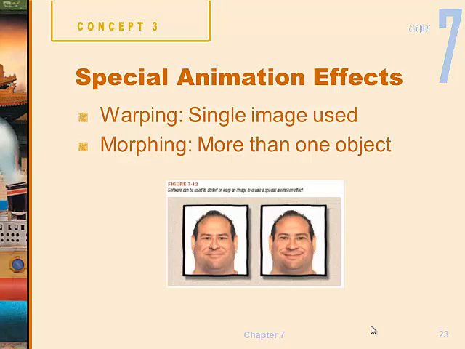Warping is similar to morphing. However, instead of using two different images, as is done with morphing, when an image is warped, a single image is used. It allows you to distort the image from the original. And morphing actually takes a first image and morphs it through some frames into a second image and makes them kind of lay on top of each other.